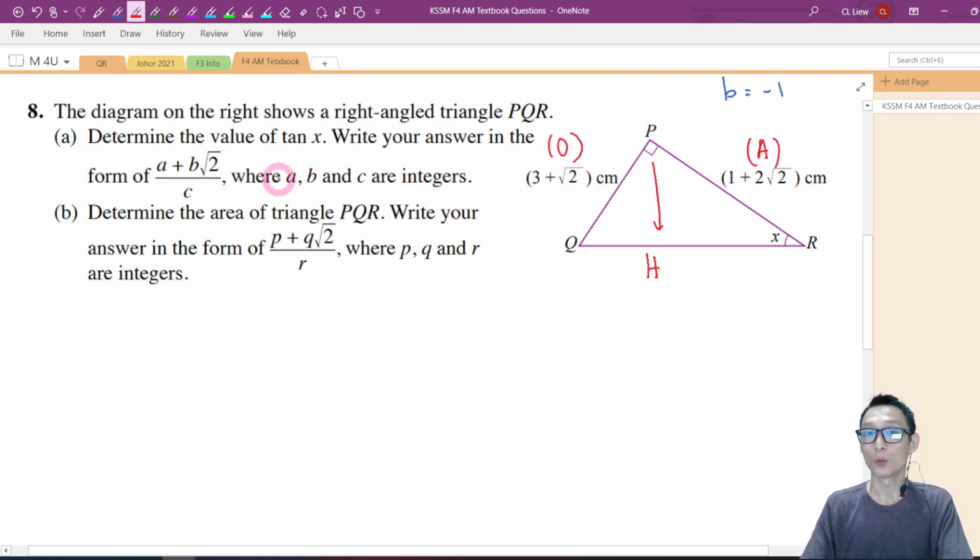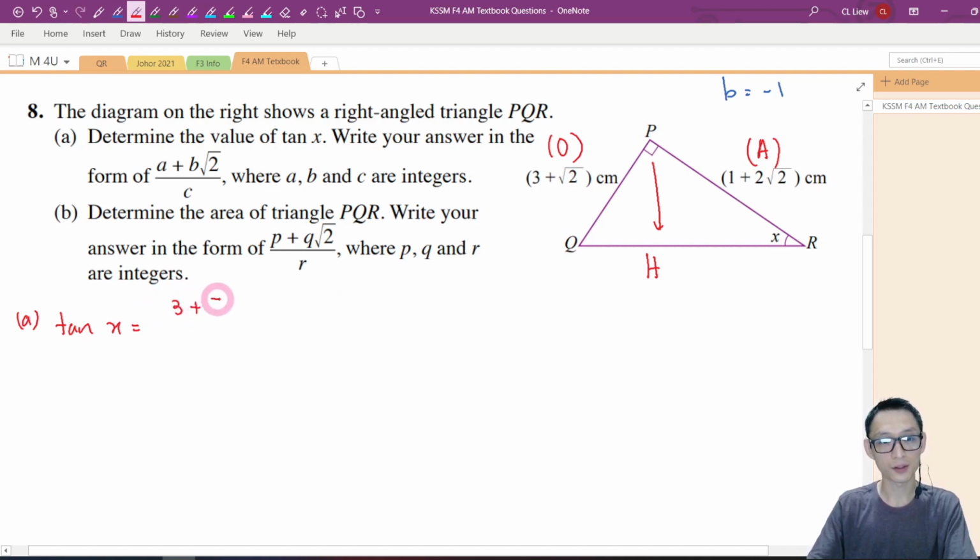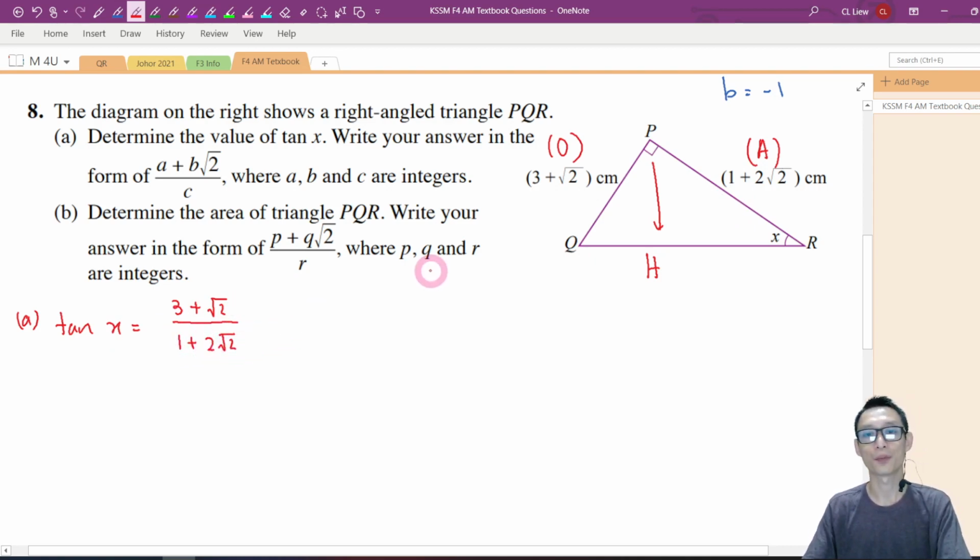Okay, we know that tangent is equal to opposite side divided by adjacent side. So tangent x for part A, tangent x is equal to opposite side, which is here, 3 plus square root of 2, divided by the adjacent side, which is 1 plus 2 times square root of 2. Okay, this is tangent x. But the question asks us to give in this form. You will notice that there is a surd at the denominator part, right? Okay, so this is numerator, this is denominator.